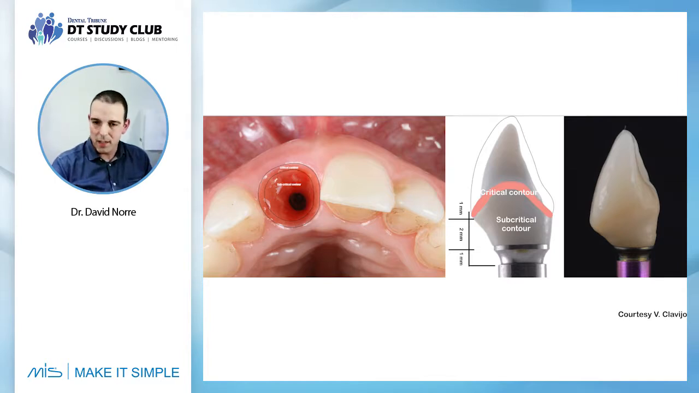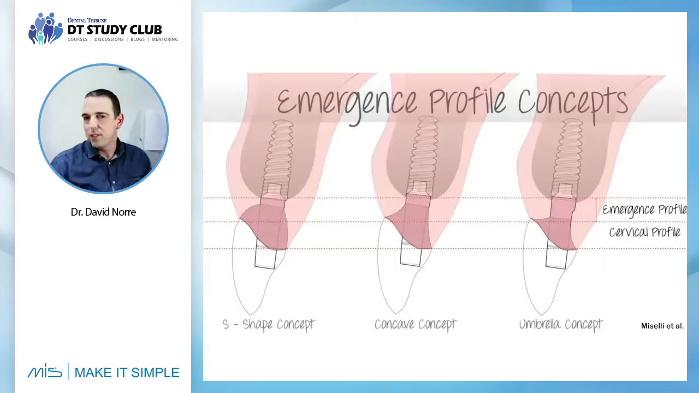It means that you have to place the abutment lower, and a subcritical contour means that it's below the critical contour. The critical contour is, like I showed you in one of the first slides, the circumference of the tooth at the gingiva, which gives the protection and the mechanical stability. So we have different emergence profiles. We have the S shape, concave shape, umbrella concept, like Professor Messalini is describing.